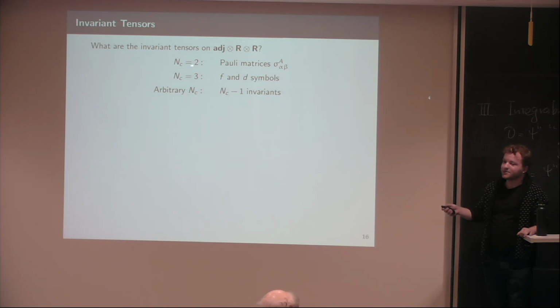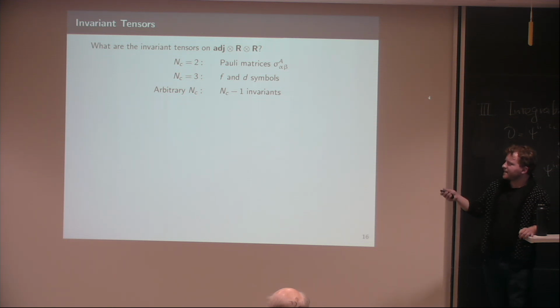For example, in N_C equals 2, the adjoint is the adjoint, and R is the fundamental, and so you only have one invariant, the Pauli matrices. For SU(3), it's all adjoints, just as a coincidence. And so what are these invariant symbols with three adjoint indices? Well, it's your F and your D symbols for SU(3). You can extend this to arbitrary N_C and show that there are always N_C minus one of them.